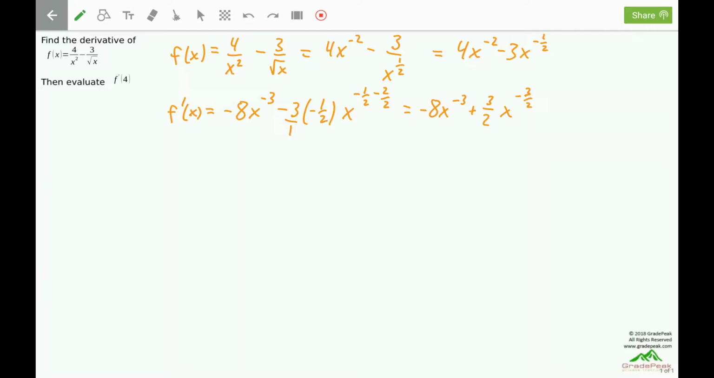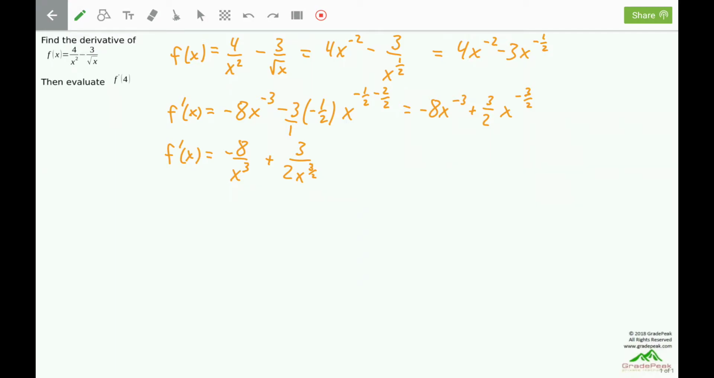My next step, I'm going to rewrite these by taking those negative exponents, which are in the numerator right now, and moving them back into the denominator with a positive exponent. That'll just make it easier to evaluate. Negative 8 over x to the positive 3, plus 3 over 2, and the x to the positive 3/2 will be down there in the denominator with the 2 that's already there. So there's our derivative, f prime of x.